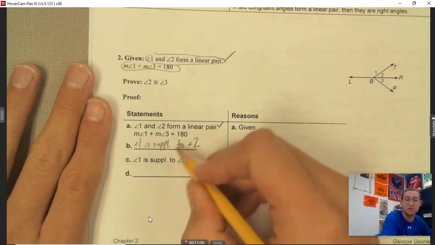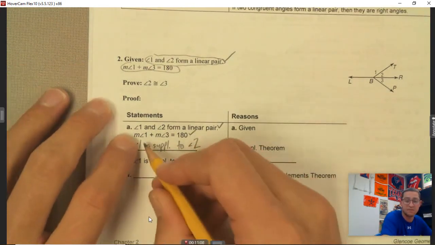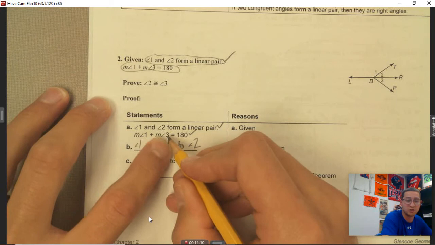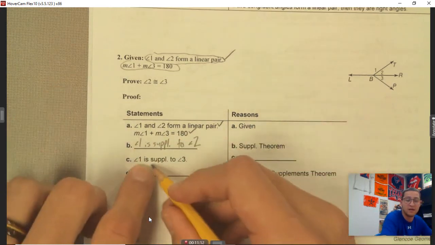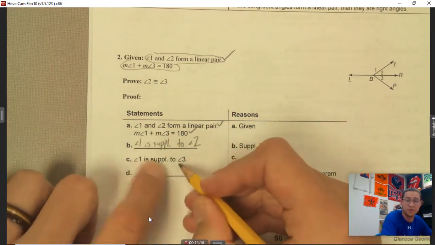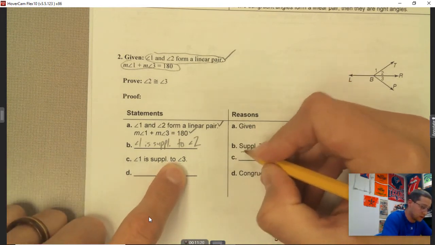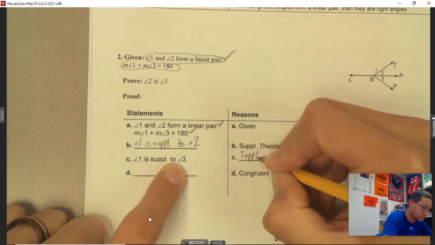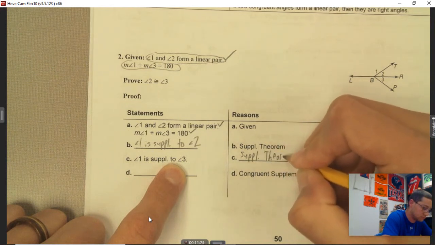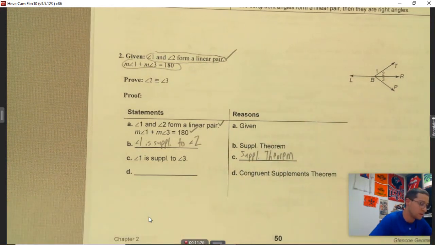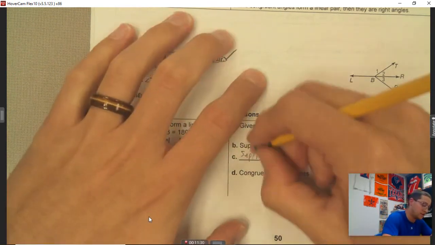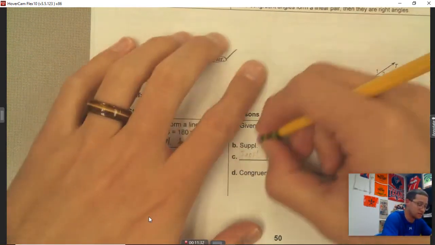And then we're now going to use this. Measure of angle 1 plus the measure of angle 3 is equal to 180. We know angle 1 is supplementary to angle 3. Again, that's the supplement theorem. Because we know if they add up to, not supplement theorem, but definition of supplementary. I mean, really, you could use either. They're very similar.